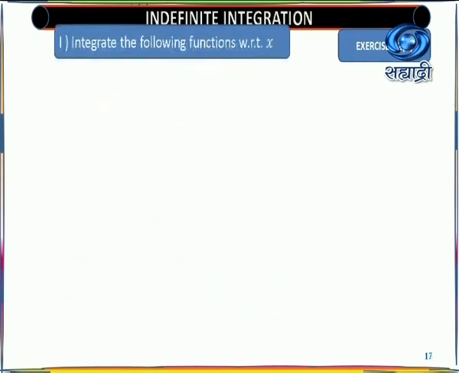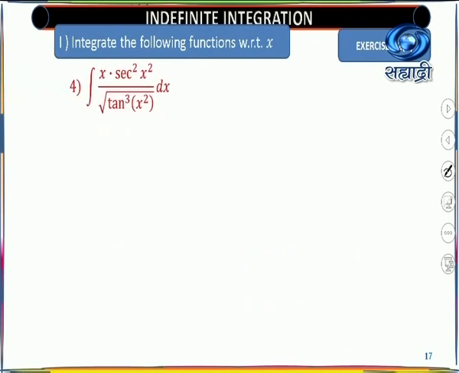Now the next example is integral of x square root of tan cube x square. Look at here, this example has the cube of this trigonometric function as well as the square of the angle also. But here also you are having the same angle square. You know that this is a variable. X square derivative is 2x. That x is also here.